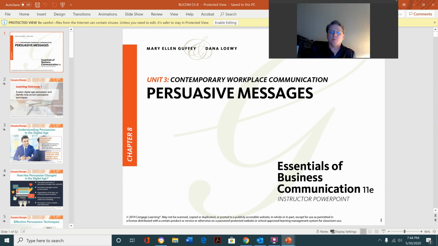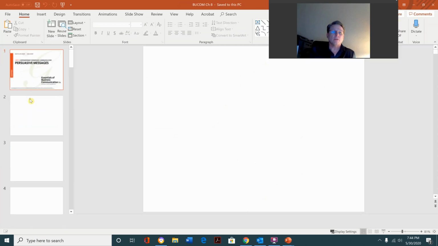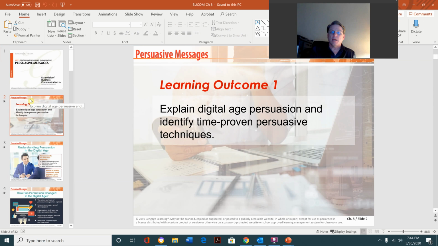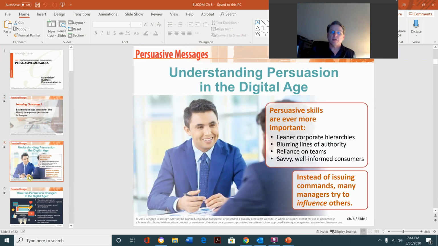Okay, chapter 8, persuasive messages. First learning outcome: explain digital age persuasion and identify time-proven persuasive techniques. So, understanding persuasion in the digital age, persuasive skills are ever more important. Learn to cooperate: hierarchies, blurring lines of authority, reliance on teams, savvy, well-informed consumers.